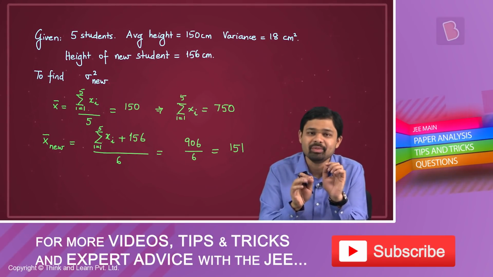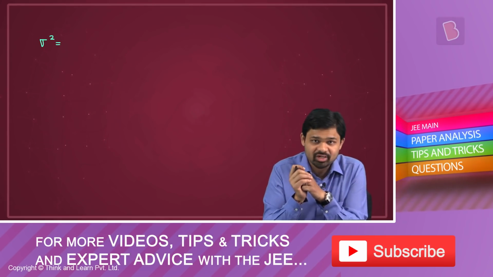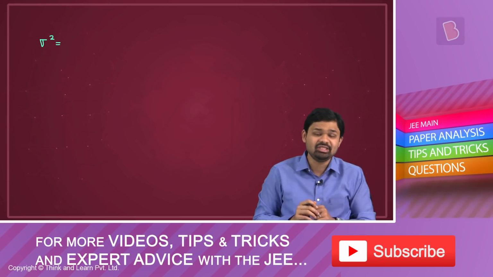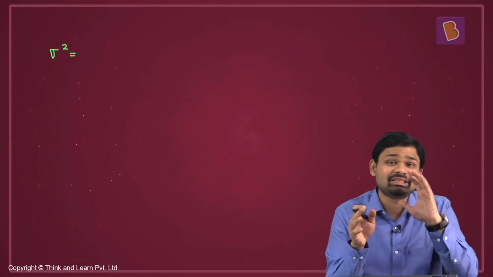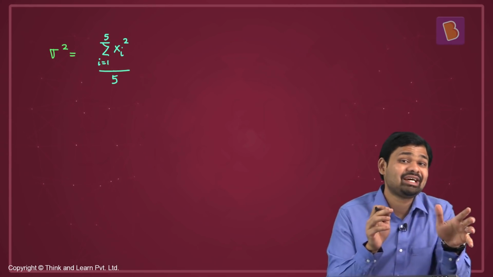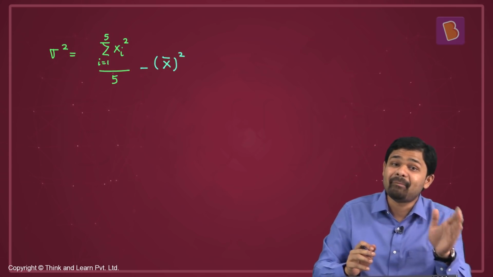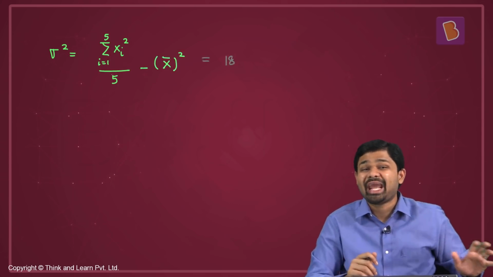But the variance is going to be calculation intensive. So let's look at how the variance had to be calculated. We're going to use the formula for the variance. So I'm going to call the variance sigma square. So sigma square is summation as i runs from 1 to 5 of xi square divided by 5 minus the square of the mean. And this was equal to 18.